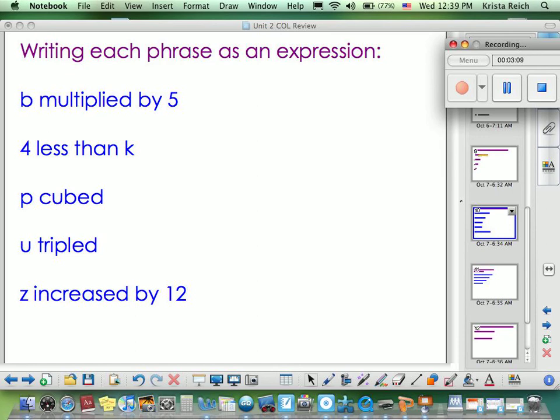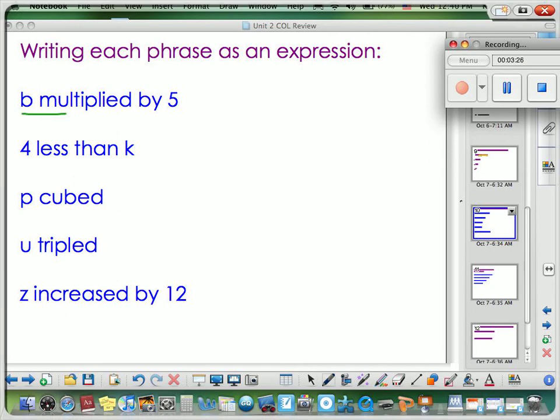Also on the same line as expressions, I'm going to ask you to be able to interpret descriptions of expressions and translate them into algebraic expressions. So for example, you're going to be given something that looks like these. B multiplied by 5. Well, I'm going to ask you, can you please write this as an algebraic expression? So you're going to show that. B multiplied by 5 is B times 5.